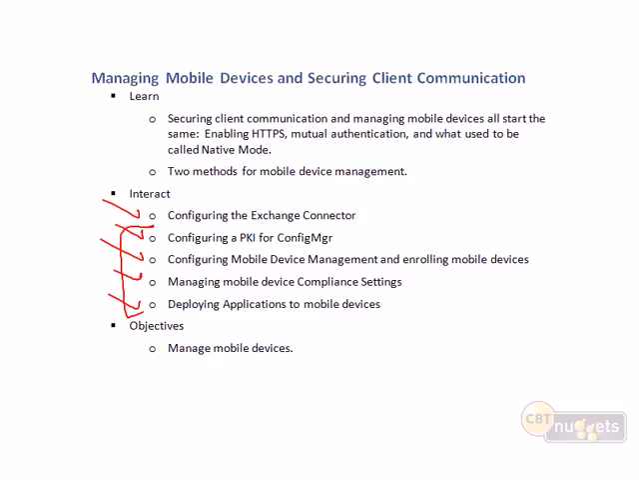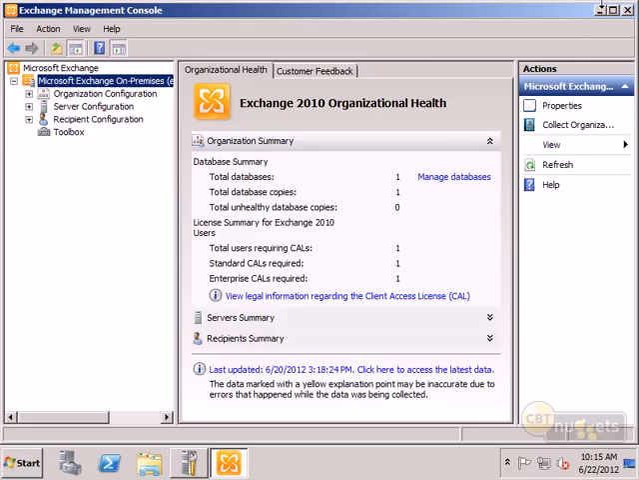The real meat of this is understanding, first of all, how to configure that Exchange connector, and then how to configure the PKI and mobile device management. So these are the three big pieces that we're going to talk about here. All right, so with that in mind, let's go ahead and minimize this.